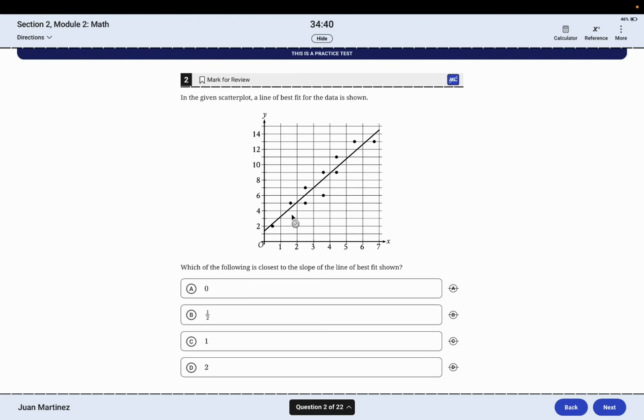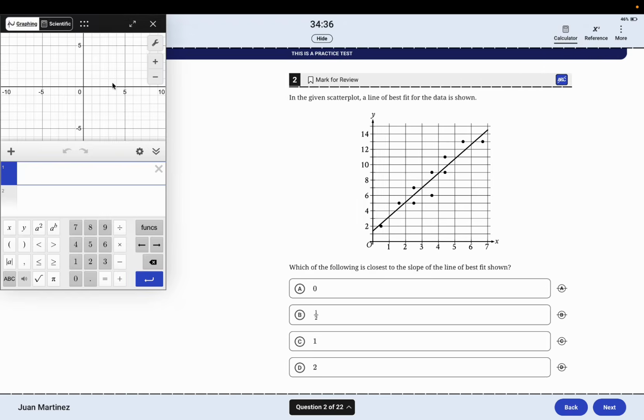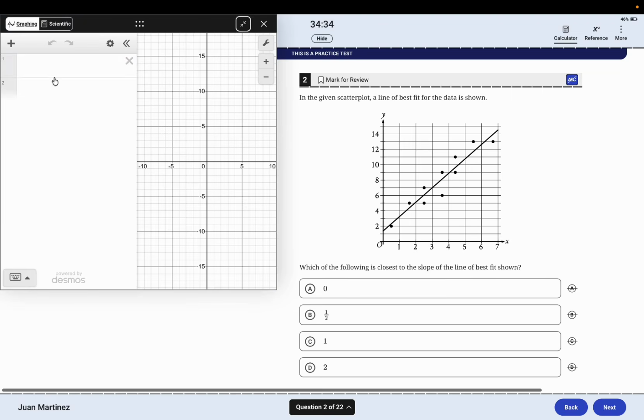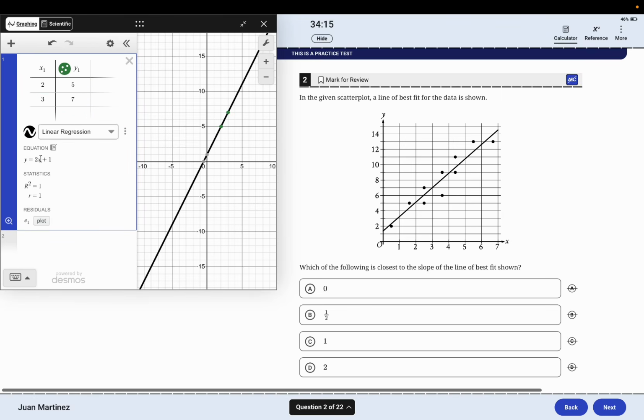Which of the following is the slope of the line of best fit? Okay, let me pull out the calculator. Bring out some points. Immediately I can see we have like a 0.2 and like, what is that, 5? Let's just call it 2.5. It's not exactly, but we just need some points. Then we have 3 and 7. And we get the slope of 2.